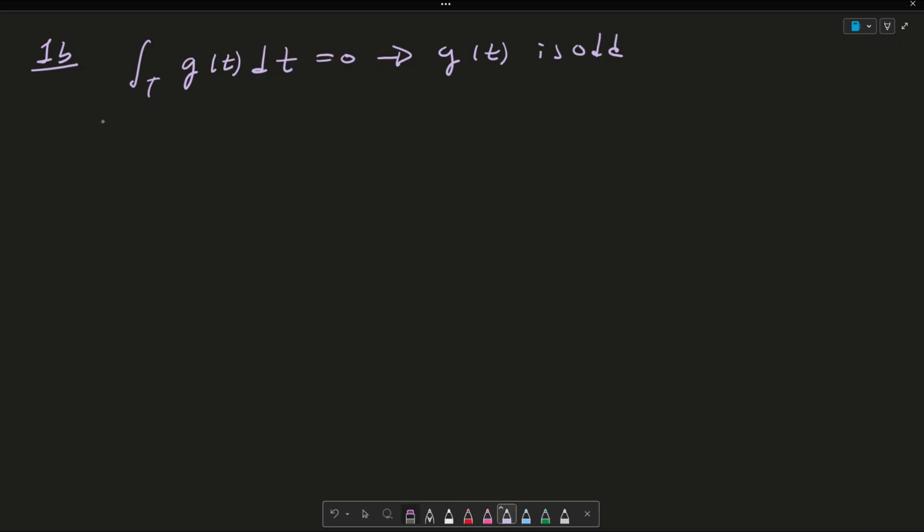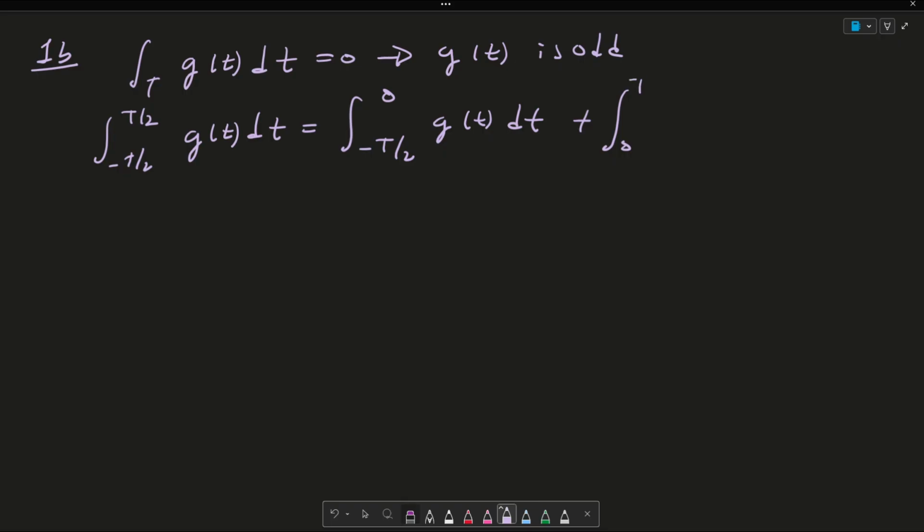So what I'm going to write here is that the period T is going to go from minus T over 2 to T over 2 times my odd function g(t) dt. I can rearrange this to be the integral from minus T over 2 to 0 of g(t) dt plus the integral from 0 to T over 2 of my odd function g(t) dt.